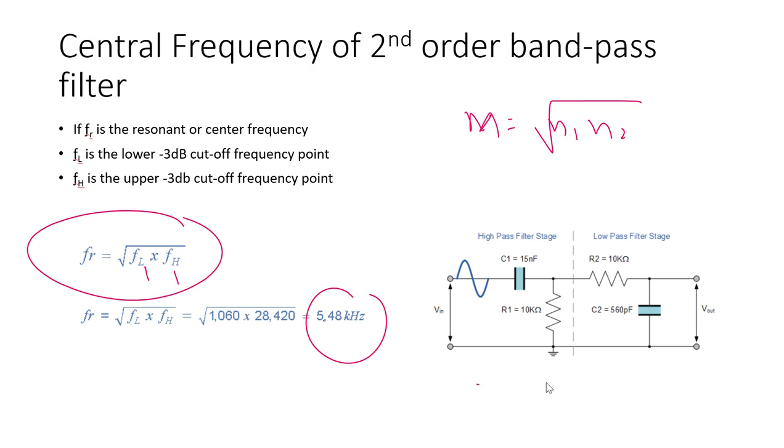So this is the circuit and this is the geometric mean for that. Low frequency is the minus 30 dB cutoff point and high frequency is the plus 30 dB cutoff point. So do remember this.